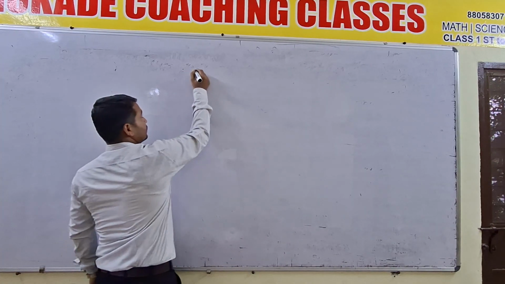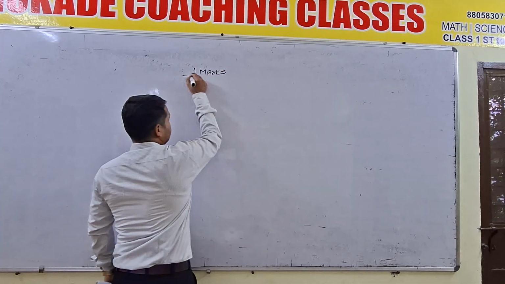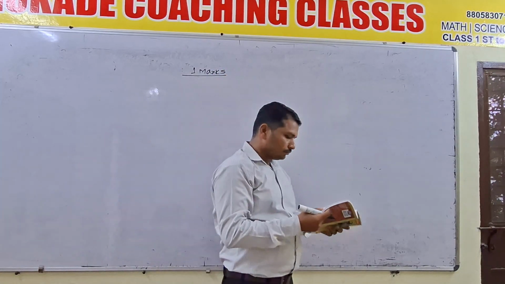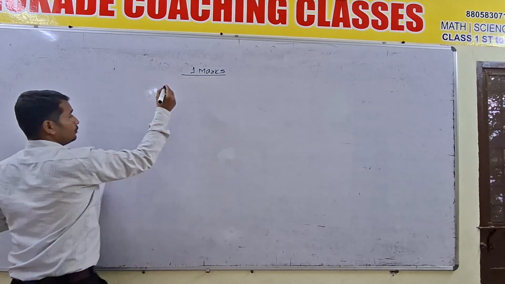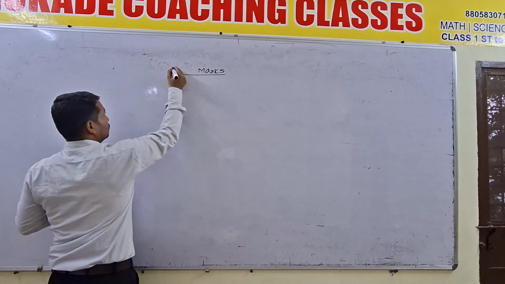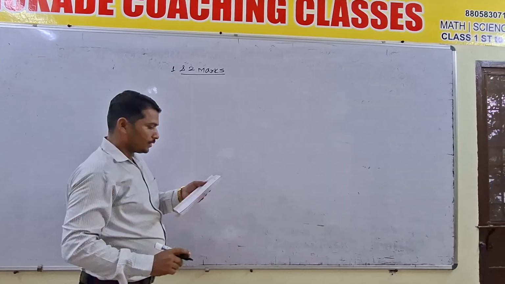Write down here, first there is a 1 mark question. There is a 1 mark question. Write down there, 1 mark question. So there are 1 and 2 mark questions. Write down here, 1 and 2 mark questions.